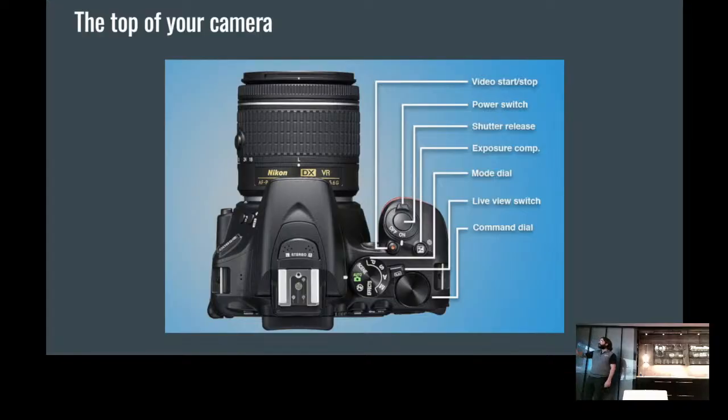And then the command dial. If you are in anything other than automatic, the command dial has a purpose. If you're in automatic, it's basically useless for right now. But the command dial will be one of the things that switches either the aperture, the shutter, or the ISO. That can include the exposure compensation, but without confusing you too much, that's how the command dial works.